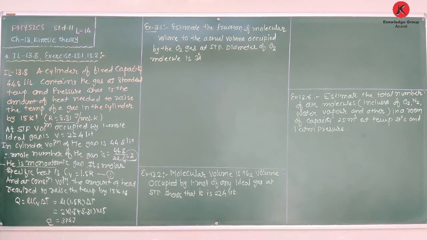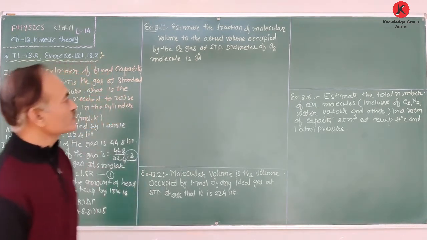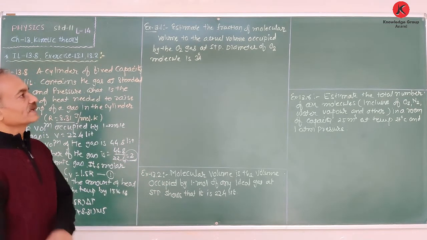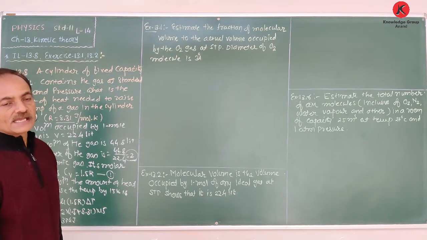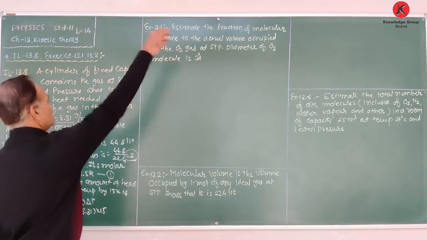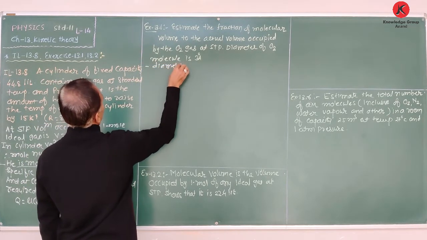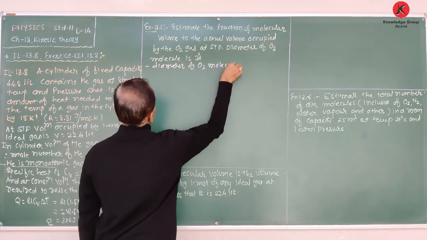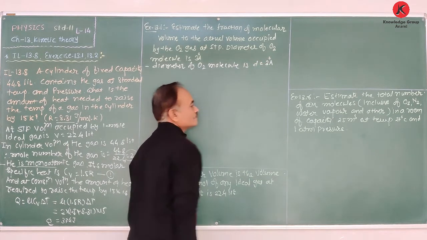Clear? Okay. After that, the next: estimate the fraction of molecular volume to the actual volume occupied by O2 gas at STP. The diameter of an O2 molecule is 3 angstrom. Now, the diameter of the oxygen molecule is D equal to 3 angstrom.